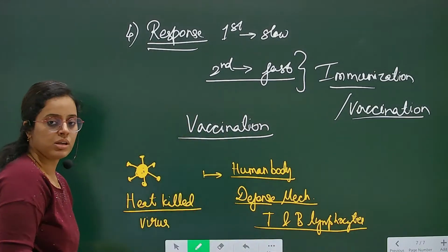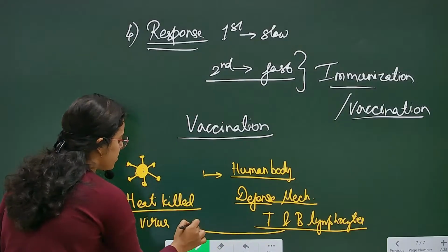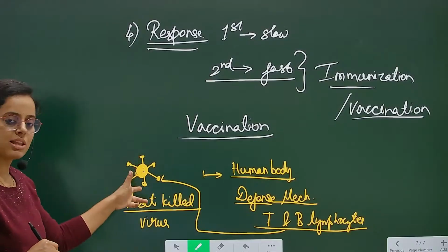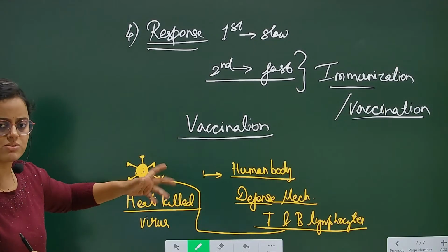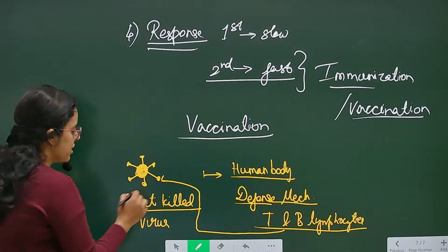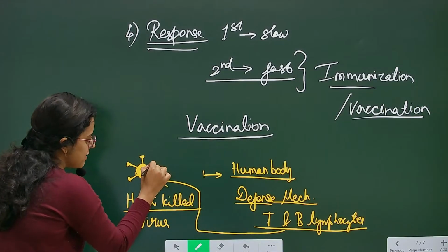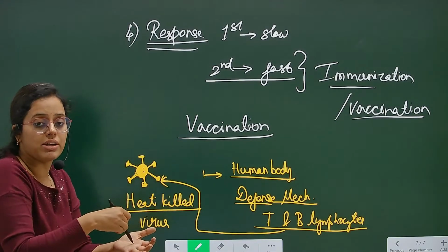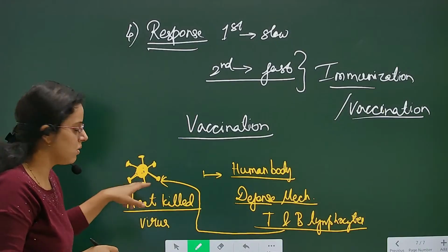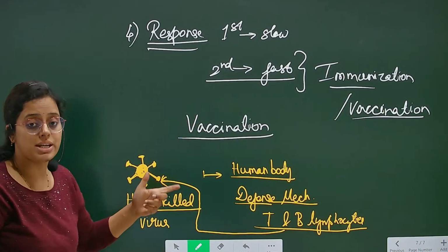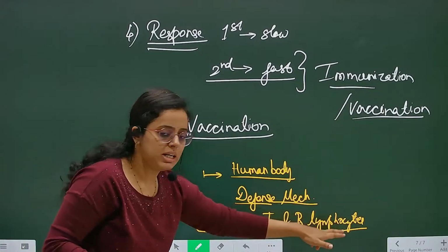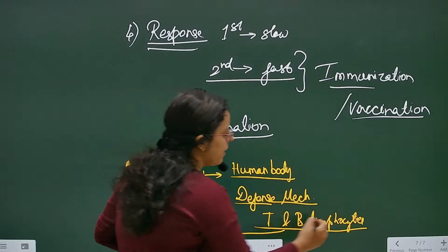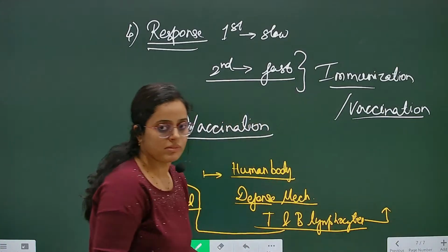Now slowly these T lymphocytes and B lymphocytes will come to the virus. They will scan the virus. The virus is dead, it is not causing any infection. They will see the antigens that are present, the protein structures outside the virus. The virus has a protein code, and this protein code is called an antigen. Now these T lymphocytes and B lymphocytes will scan this viral particle and will slowly multiply.